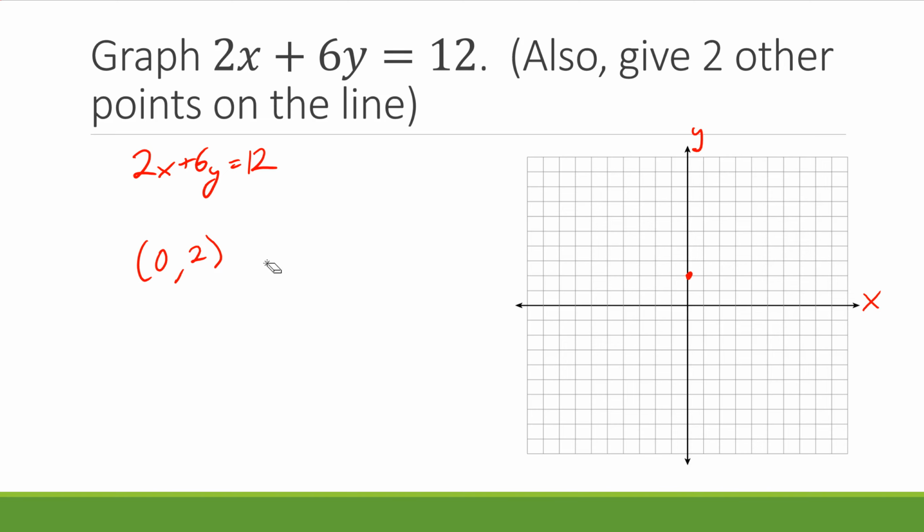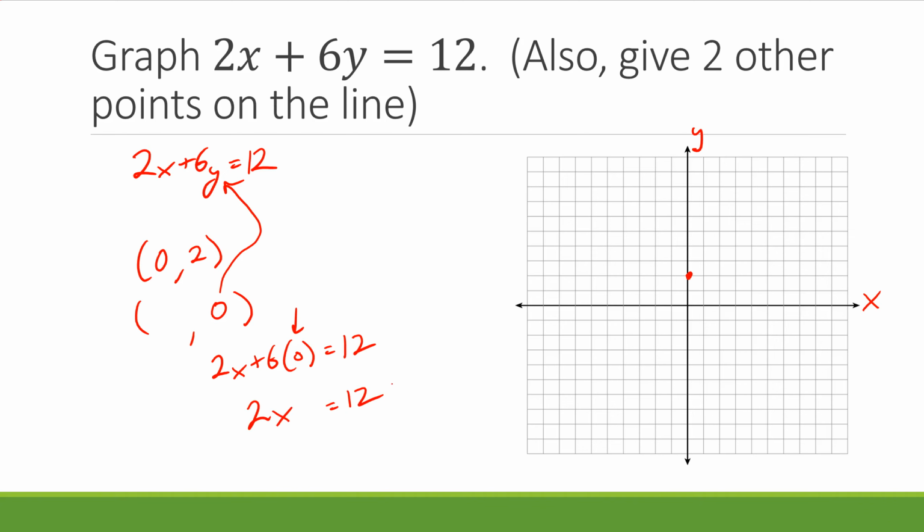Let's find the other intercept, and you may have guessed to find the other intercept I can plug in 0 for y, because remember, I'm just trying to find any points that work on this line. If I plug in 0 for y, let's think about what will happen. I have 2x plus 6 times 0 equals 12. What happens to this term? What's 6 times 0? Oh, it's 0. And 2x plus 0 is just 2x.